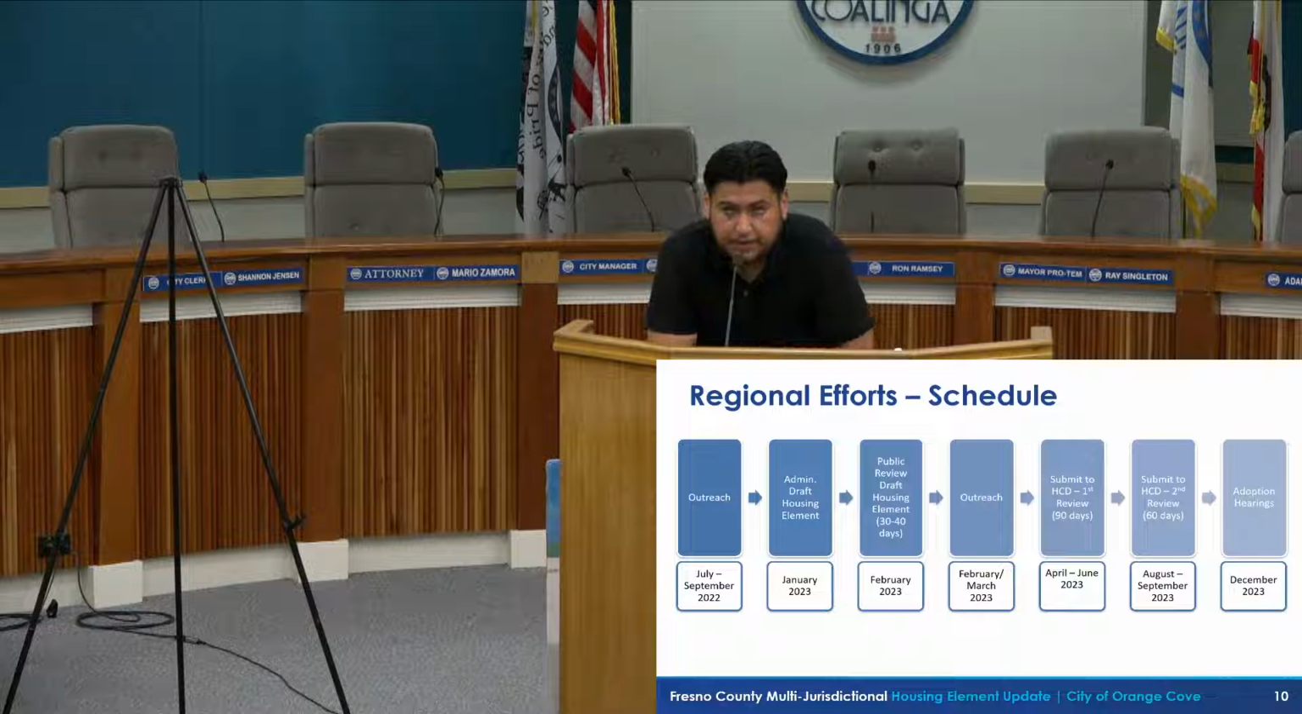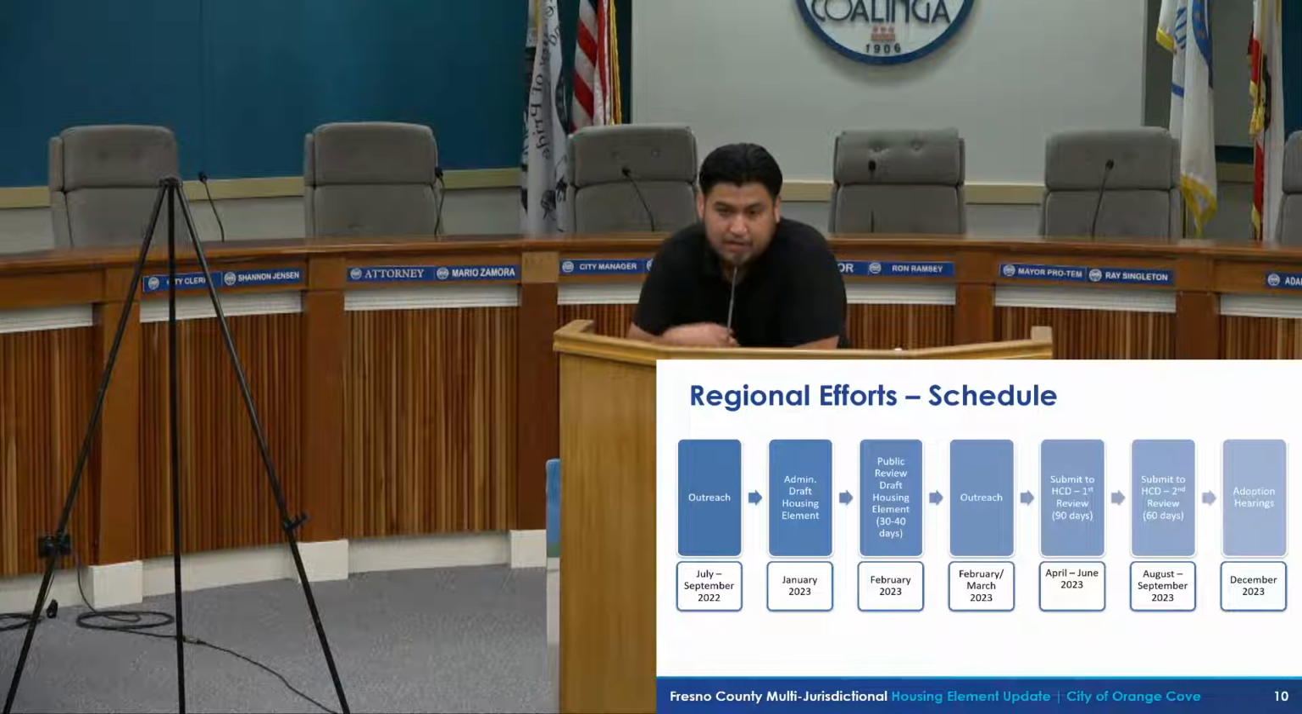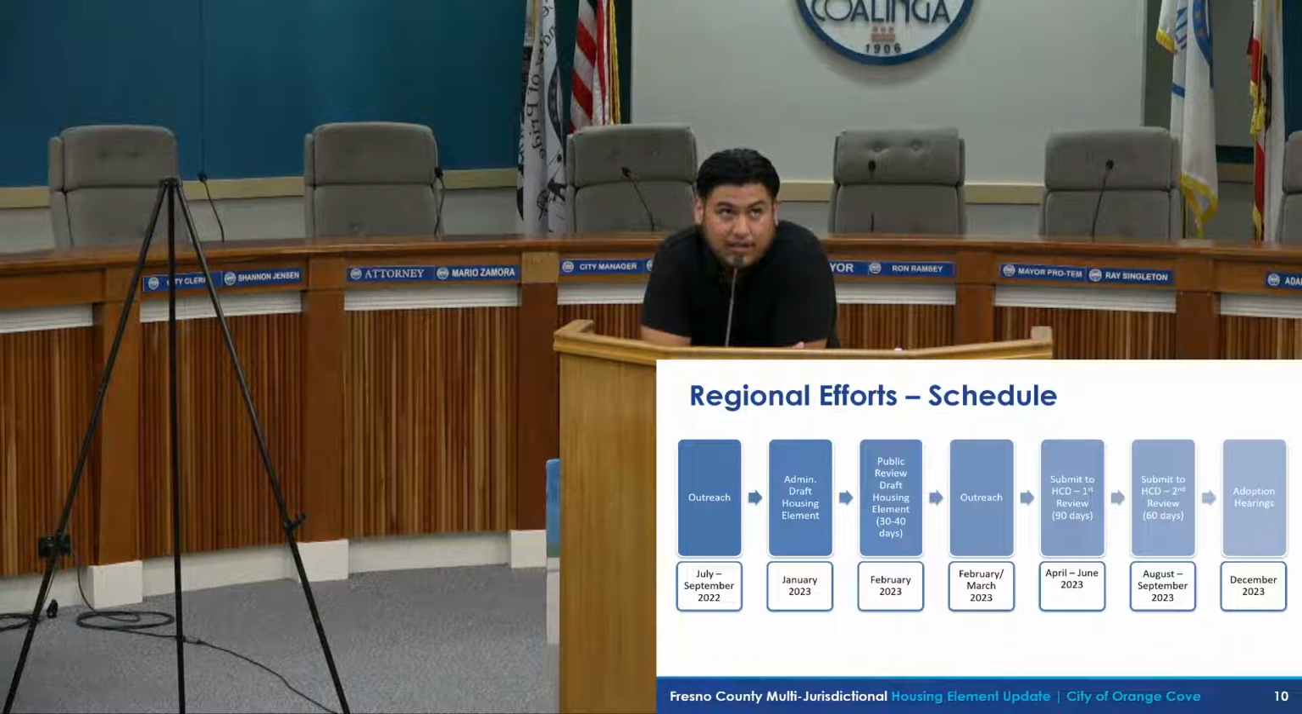So now we'll be jumping into the project timeline of the housing element. In this slide, we have a flow of the housing element update process. The project timeline was developed with the end goal of adoption hearings being held by December of 2023. But in the meantime, we started outreach efforts in July and September of this year, and are wrapping up our outreach efforts this month. After that is complete, we'll be preparing an admin draft of the housing element, which is expected to be completed by January of 2023.